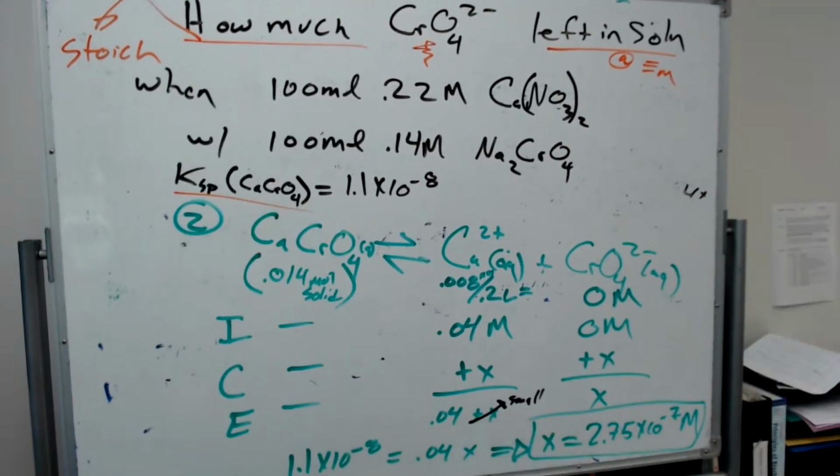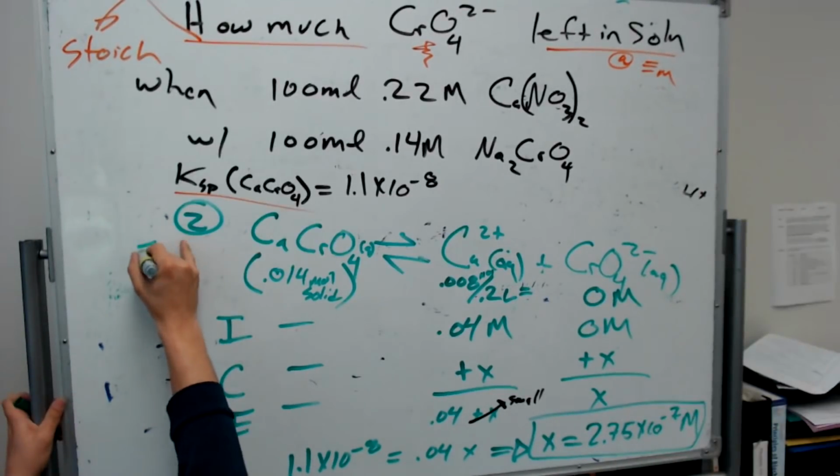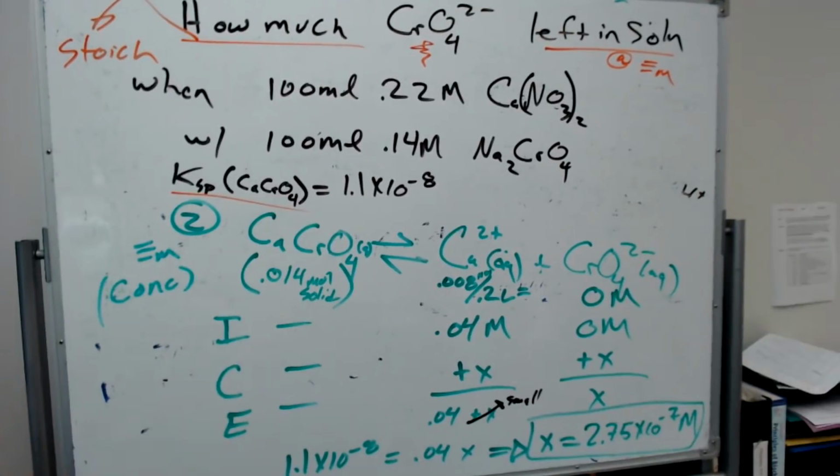That x is our chromate left in solution at equilibrium after the reactions happened. So, concentration wise, yeah. Since this was all in the ICE table, we do it all in terms of concentration.